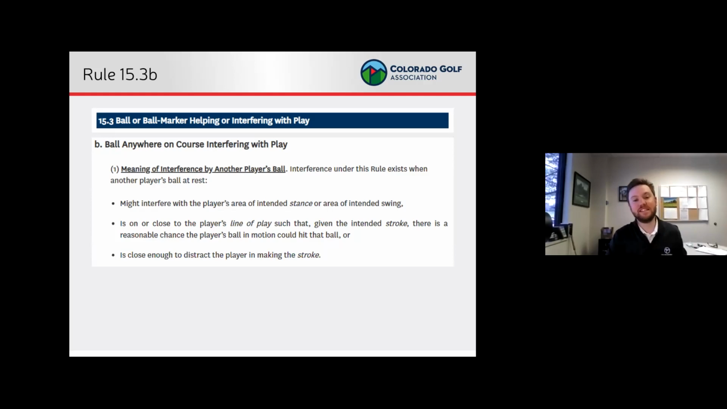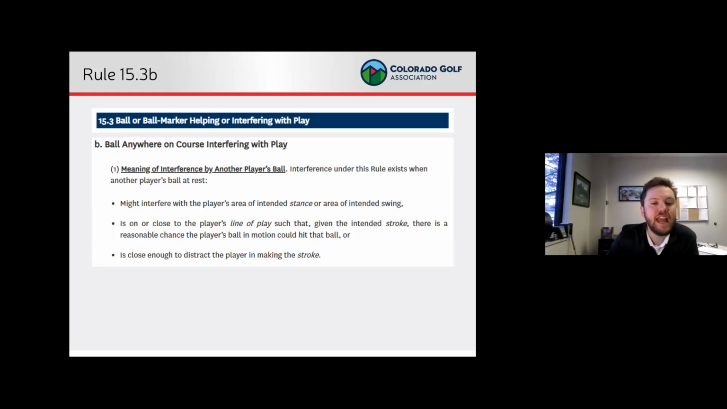So this is the opposite of Rule 16. So in this case, if there's a golf ball here and a golf ball here, and I'm playing this way, it doesn't physically interfere, but it's very distracting, which doesn't happen a lot. Typically, if it's close enough to distract, it's probably going to be close enough where you're actually interfering with it. That is also deemed interference or treated as interference here.